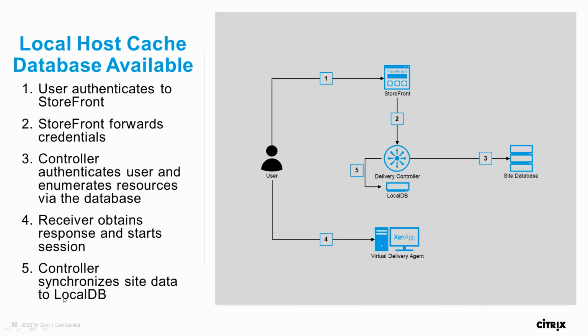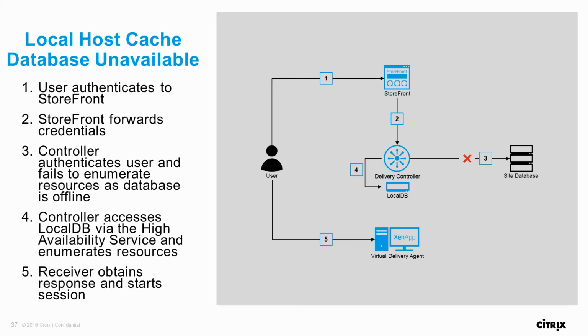So the controller synchronizes the site database to local. Automatically the site database will be updated in the local DB. So this is normal operation. When the database is down, the delivery controller will not connect to the site database directly. The delivery controller will talk to the local DB and the information will be provided, and the end user machine will take the session from the particular VDA machine. This is normal and database unavailable operations.